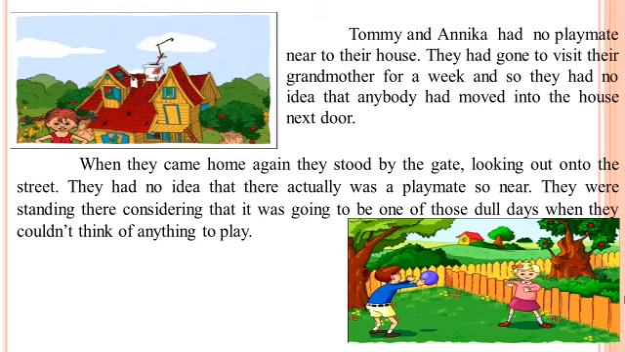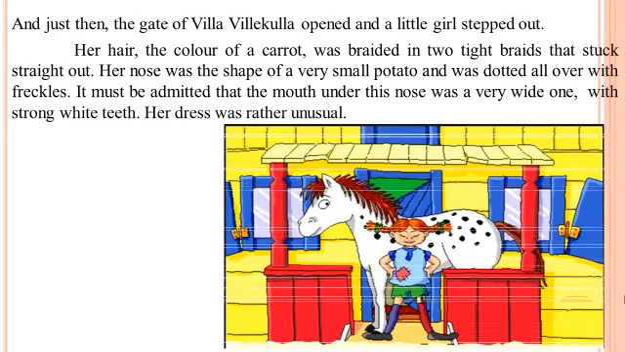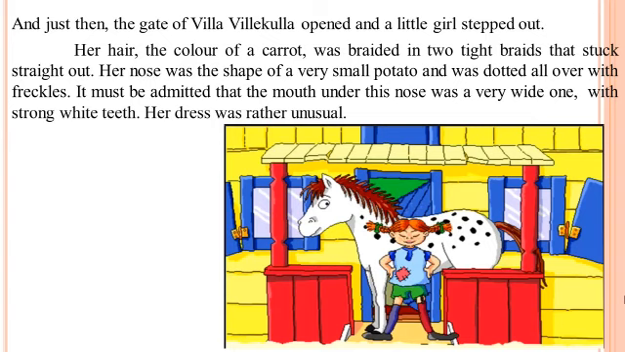They were standing there considering that it was going to be one of those dull days when they couldn't think of anything to play. And just then the gate of Villa Villicula opened and a little girl stepped out. Her hair, the color of a carrot, was braided in 2 tight braids that stuck straight out. Her nose was the shape of a very small potato and was dotted all over with freckles. It must be admitted that the mouth under this nose was a very wide one with strong white teeth.